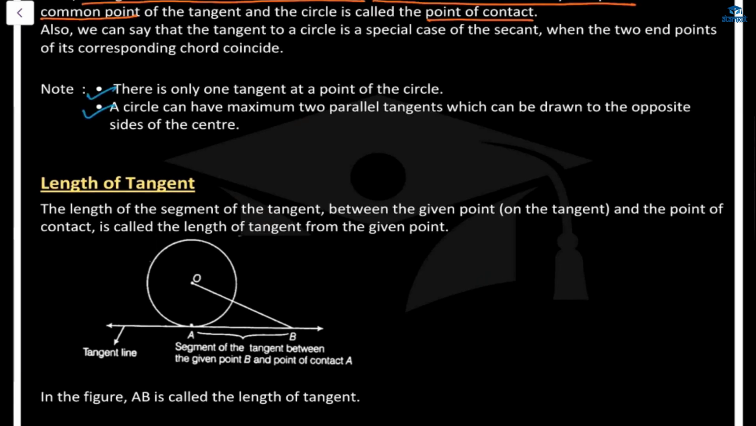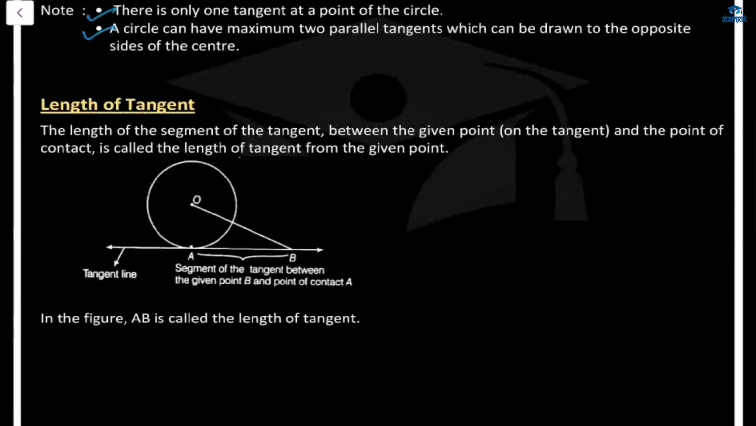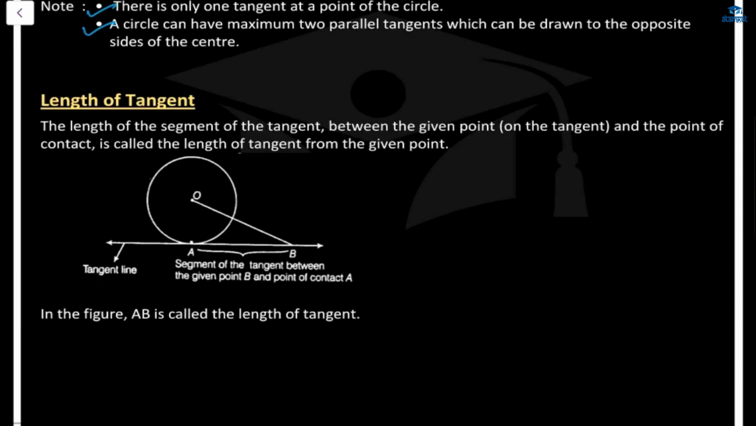Now, what is the length of the tangent? The length of the segment of the tangent between the given point and the point of contact is called the length of the tangent. If your given point is B, and A is the point where this tangent is touching the circle, then from the point of contact to the given point is called the length of the tangent. You see here, the segment of the tangent between the given point B and the point of contact A is called the length of the tangent. AB is called the length of the tangent.